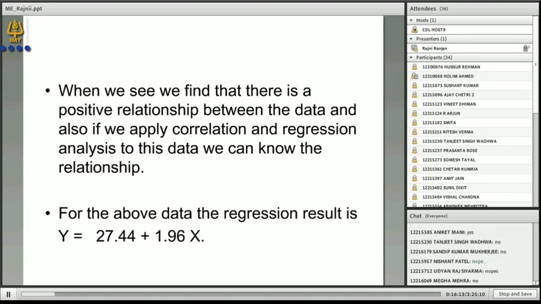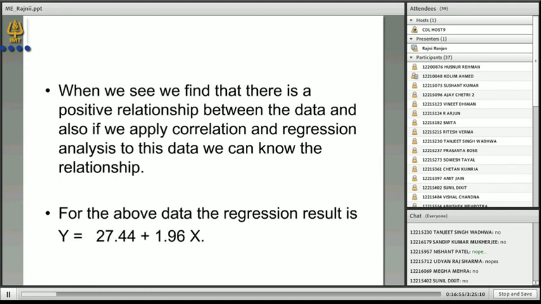For this given data, now listen to me very clearly. For this given data that you have already seen, population and sugar consumed, when we apply regression analysis on this, the result will be in the form of an equation. That is being displayed on your slide. Can you see this? Y is equal to 27.44 plus 1.96x, where y is the sugar consumed and x is the population. Are you all able to relate?